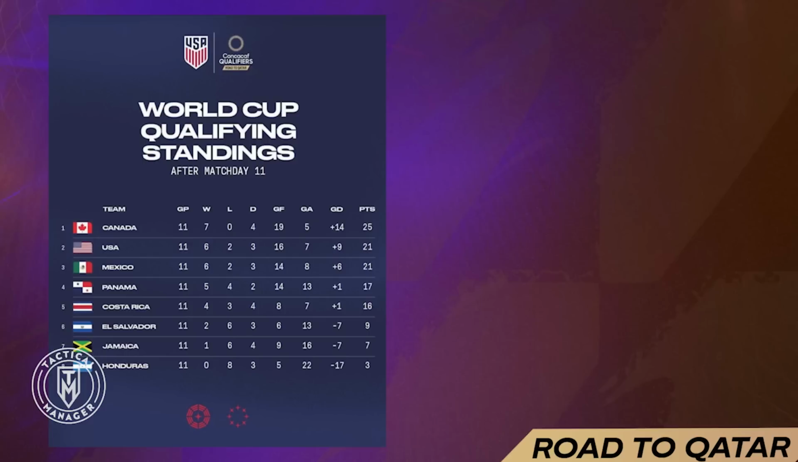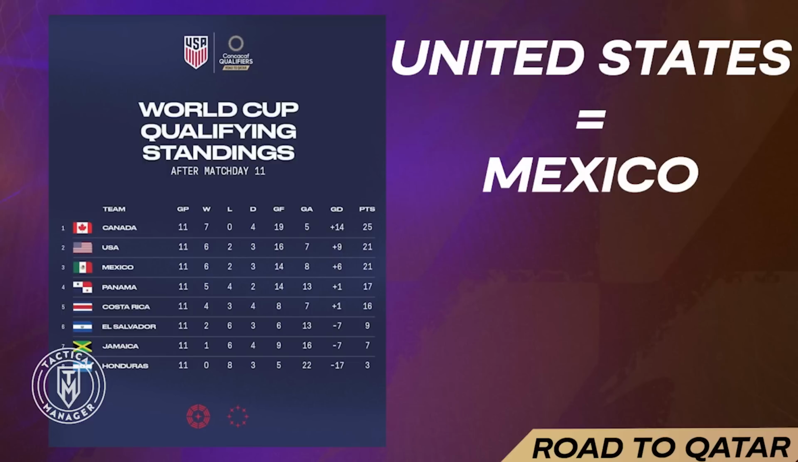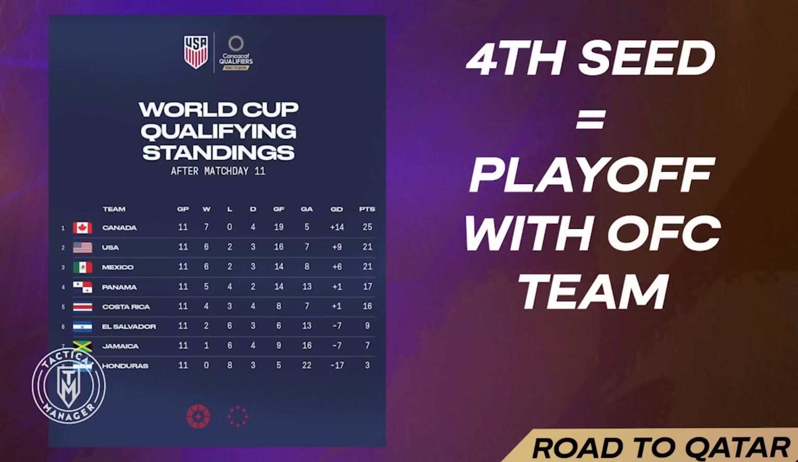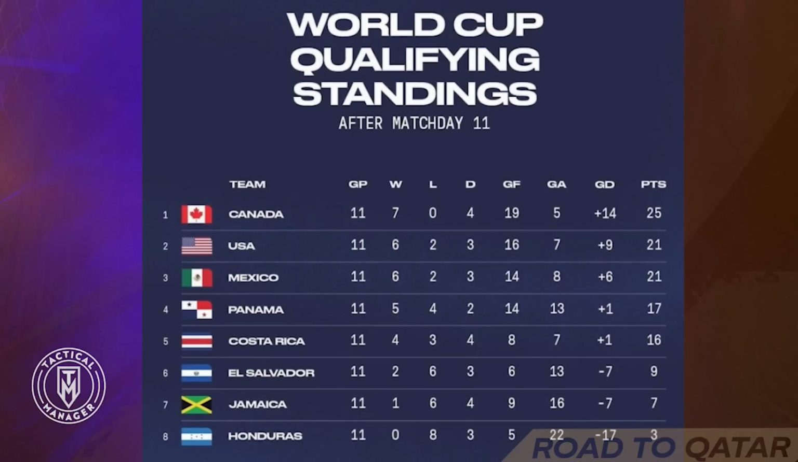In regards to the table, let's go through the main ones, which I'm just going to talk about the United States, Mexico, Panama, and Costa Rica. So the United States and Mexico are tied with 21 points. The top 3 teams qualify directly to the World Cup. The number 4 seed will play an intercontinental playoff with a team from Oceania, which we don't know who will be yet. Panama has 17 points right now, and Costa Rica has 16. So Panama is 4 points behind the United States, and Costa Rica is 5 points behind the United States.